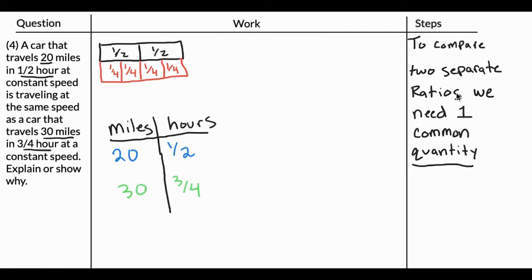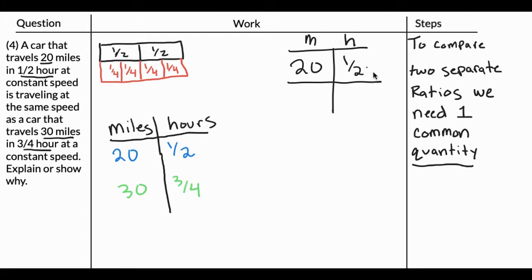So what I'm going to do is create one common quantity here by taking our first ratio of 20 to 1/2 and try to make the 1/2 into 3/4 while keeping it an equivalent ratio to this blue one here. So on this right side here, I'll start off by writing 20 to 1/2. And I have this diagram up here just to remind us that 1/4 is just 1/2 of 1/2.